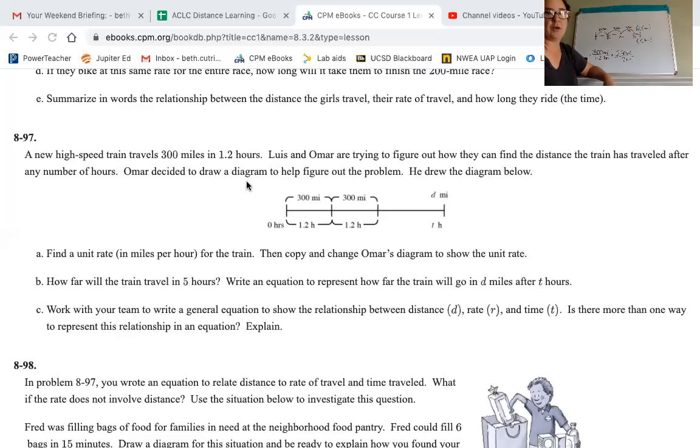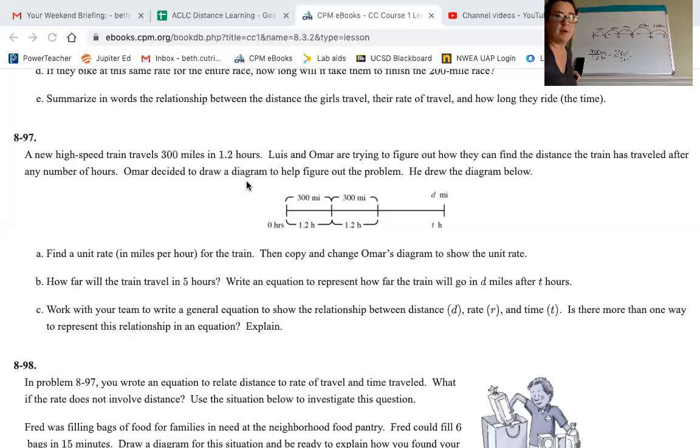Okay, so we've done A, we've recopied our diagram, and now we're going to see how far the train will travel in 5 hours. So I could actually extend my diagram for 2 more jumps, 4 hours and 5 hours. So 750 plus 250 is 1,000. And then 1 more set of 250 in 5 hours.